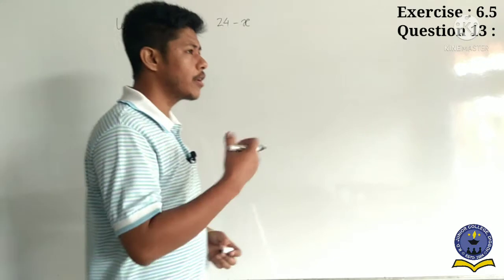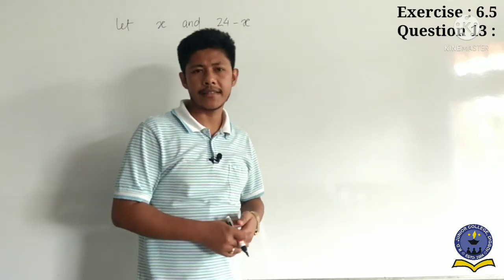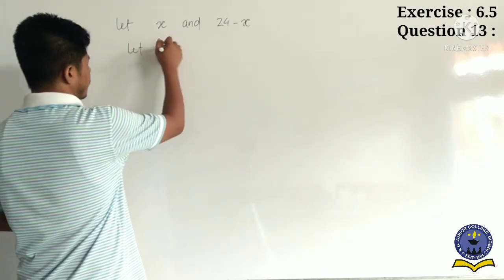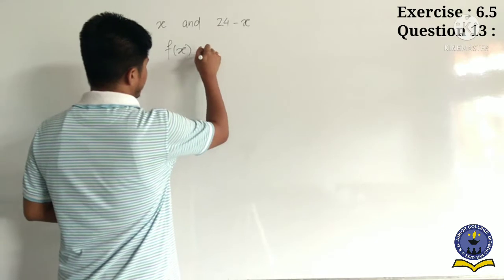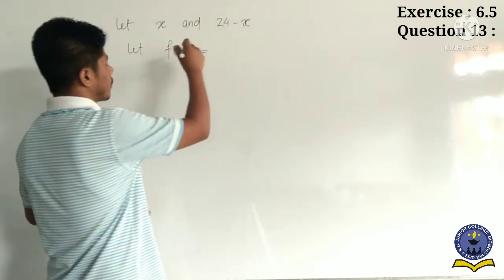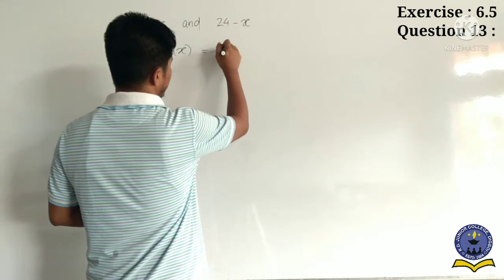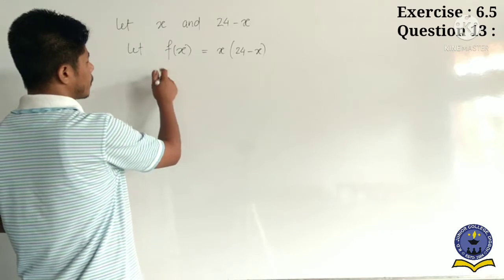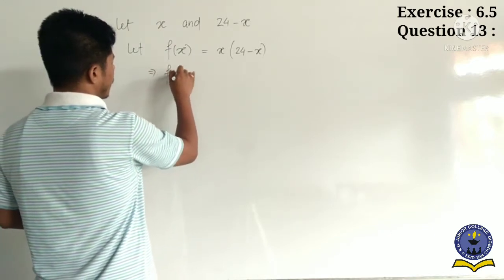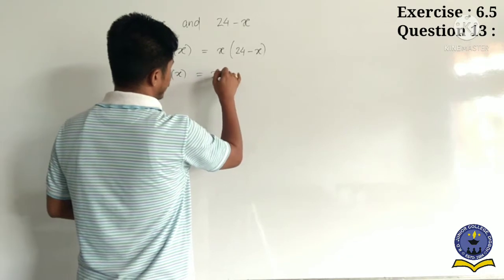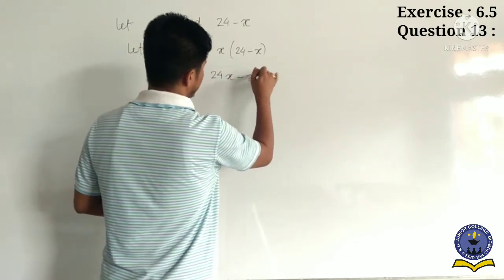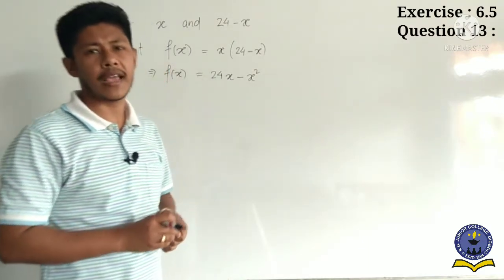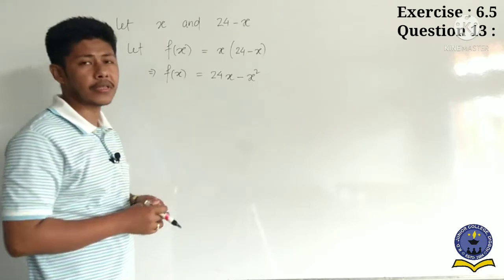According to the given condition, the product is as large as possible. So in this case, let f(x) equal their product. If we multiply these two, we write x times (24 minus x). Multiplying, f(x) equals 24x minus x squared. Now we have the function, and since the condition is as large as possible, from here we get the maximum value.